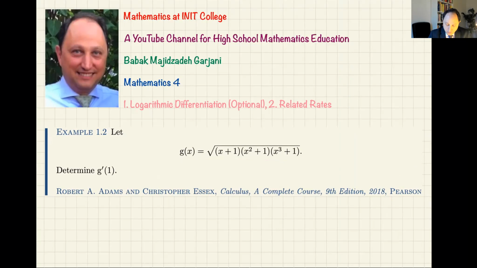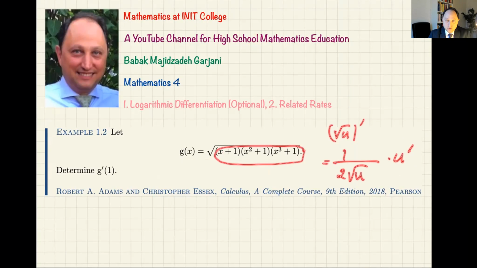So do you remember? You will take this one to be your u, and then you will have the square root of u, whose derivative becomes 1 over 2 square root of u multiplied by u prime. But the u prime is a product rule with 3 functions, so you need to be patient and do it. Of course, if you do it, that's okay, it will be done. But I want to teach you logarithmic differentiation.